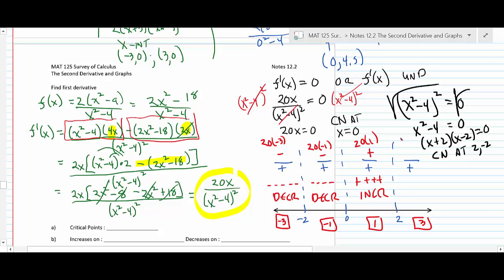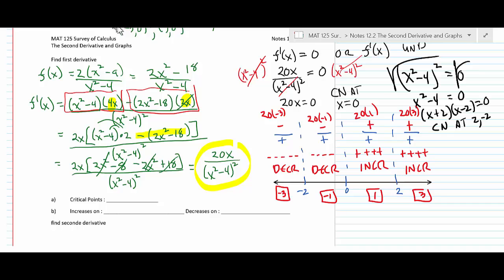Okay. Then out here, you've got 3. Plug in. You've got 20 times 3, plus. So you're increasing like that. Okay. Now I did that real fast, but with practice, you can do that pretty fast. You already know the denominator is positive. Does that make sense to everybody? All you care about is the numerator, so we got that.